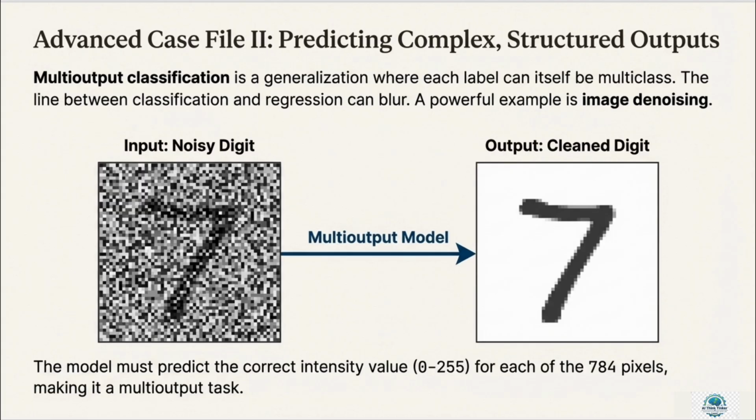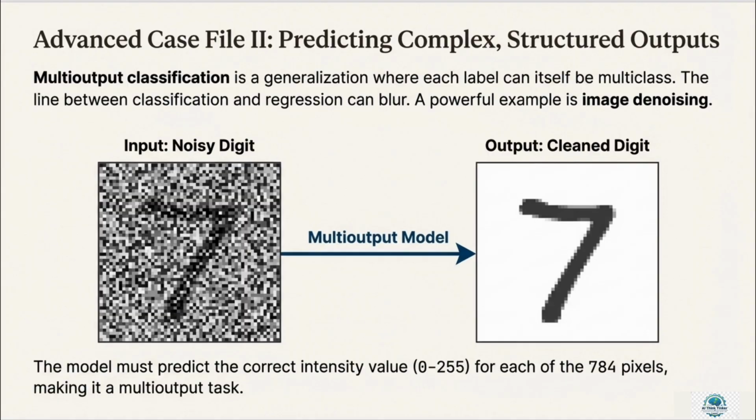Finally, we arrive at the most complex frontier, multi-output classification. This generalizes the concept even further. Here, we don't just have multiple labels. Each label can be a multi-class variable itself. The best example is image denoising. We take a clean image and add noise to it. The input is a messy static filled image on the left. The output we want is the clean image on the right.